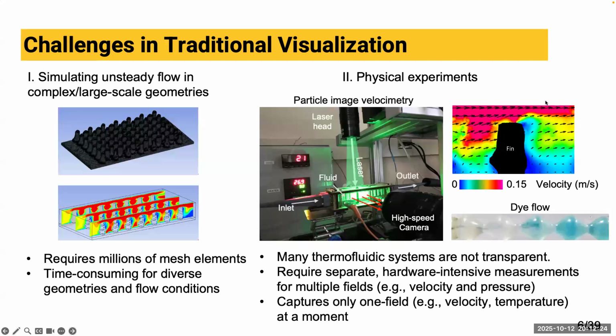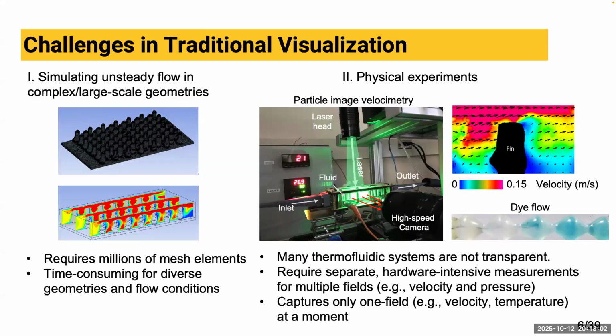And as we know, the visualization of temperature and flow has been done over decades and decades. But what are the still challenges in this field? So the most common way to visualize the flow and temperature fields is to numerically simulate such fields. However, if you're trying to simulate unsteady flow in complex and or large-scale geometries, you will realize that you need to generate millions or maybe like 100 millions of mesh.